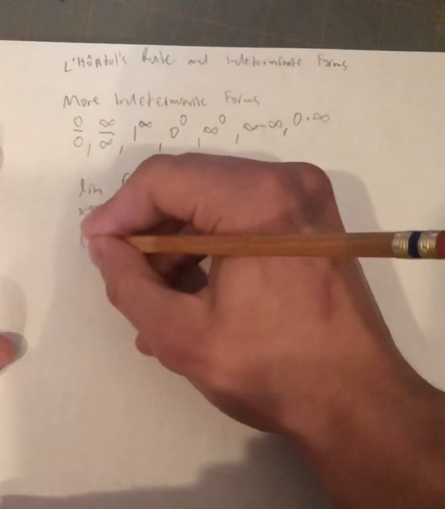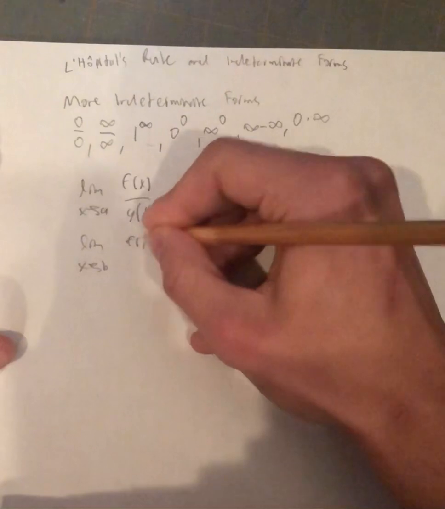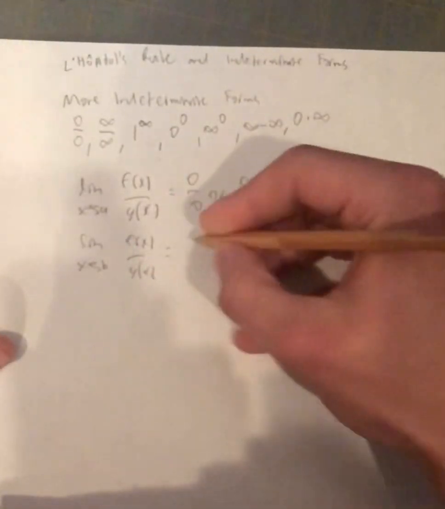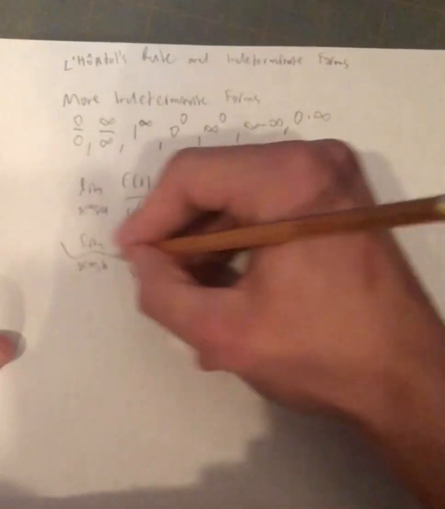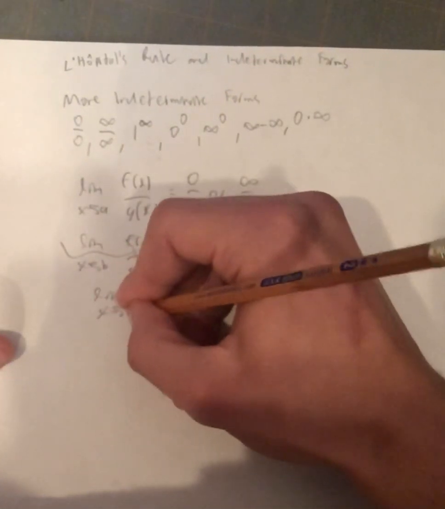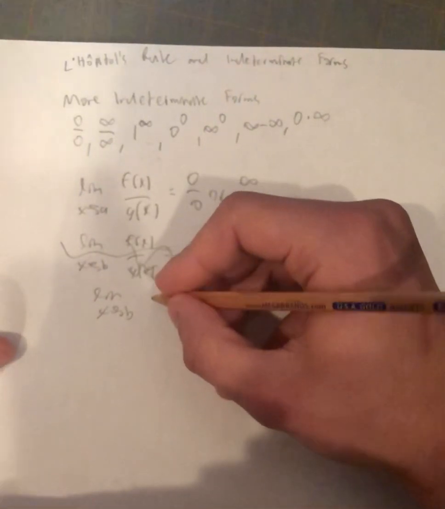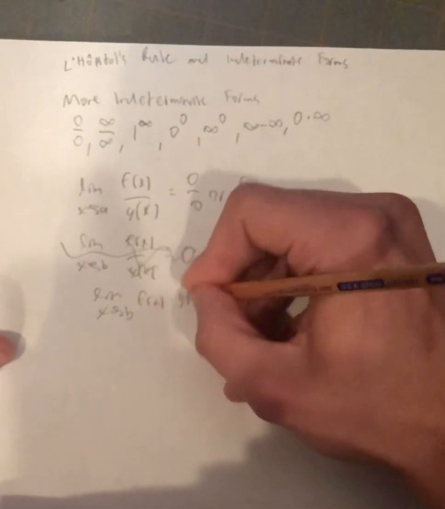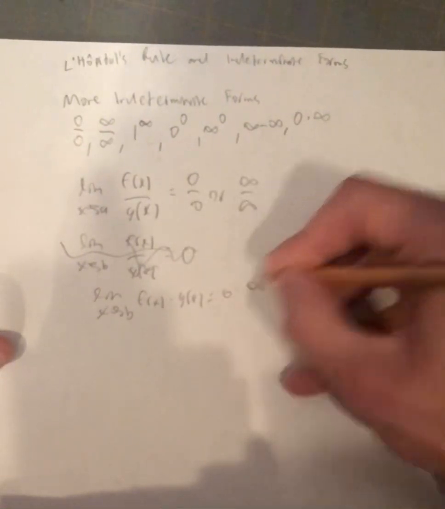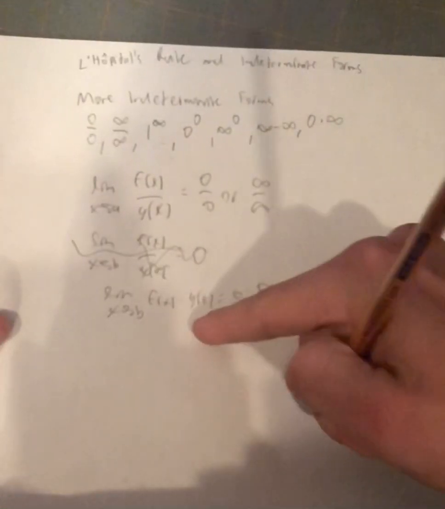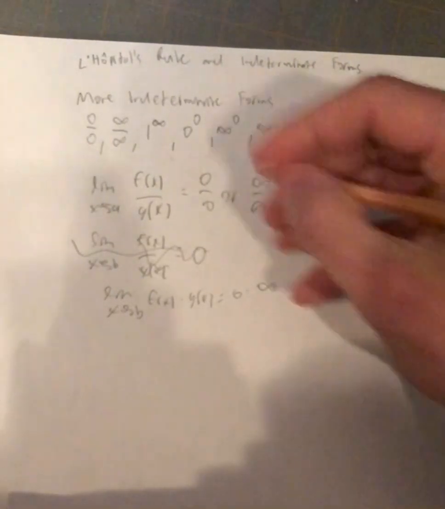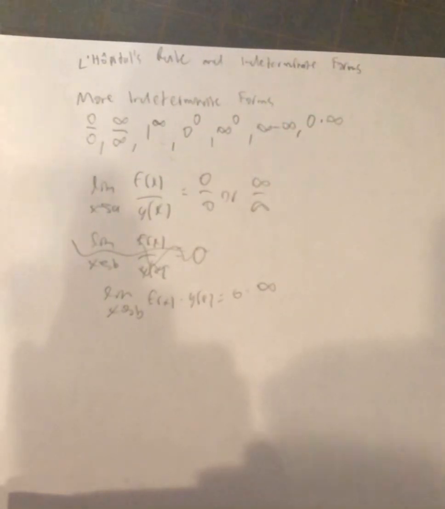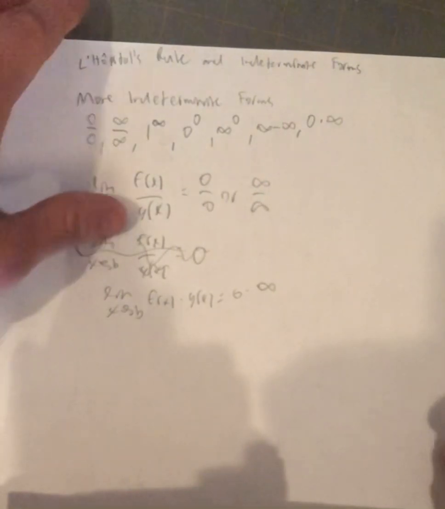If you're taking some limit as x approaches b, let's say we get f of x times g of x, right? And let's say we get 0 times infinity. Well, we can't just take the derivative of f and g, because this is not 0 over 0 or infinity over infinity. L'Hopital's rule only applies to 0 over 0 and infinity over infinity. So with that in mind and all these other indeterminate forms, let's do a quick example.